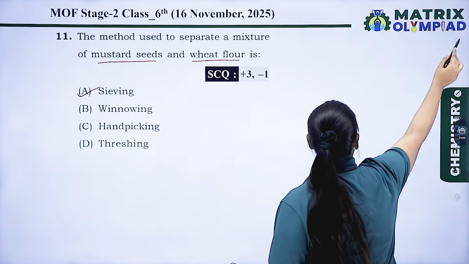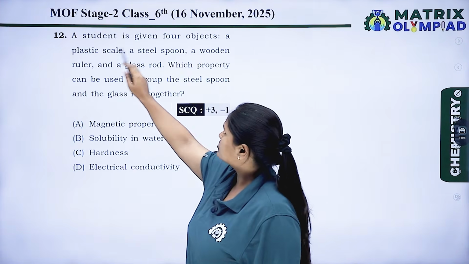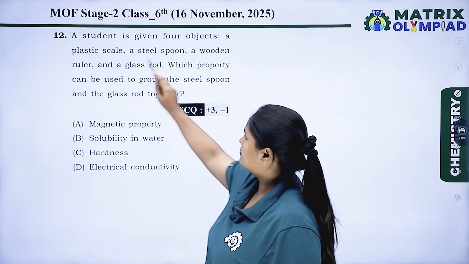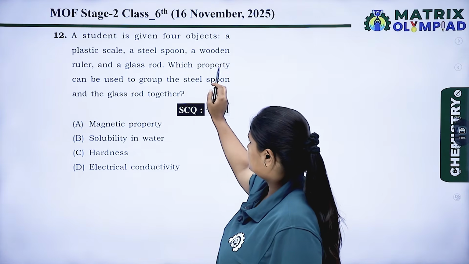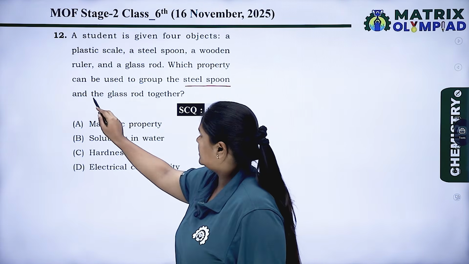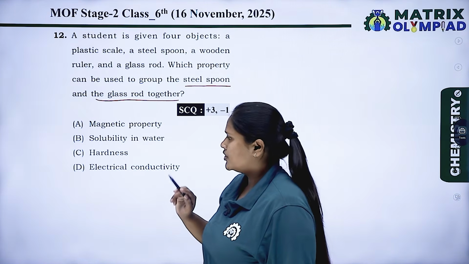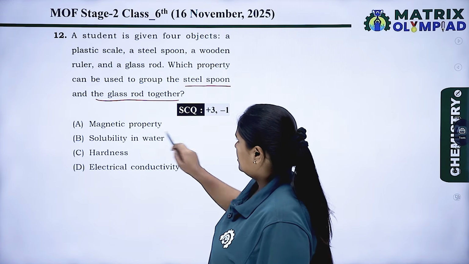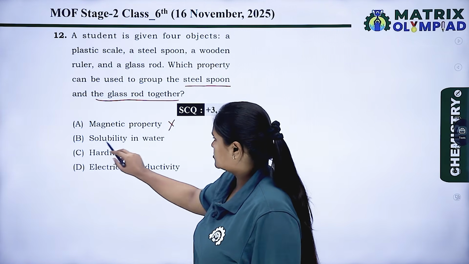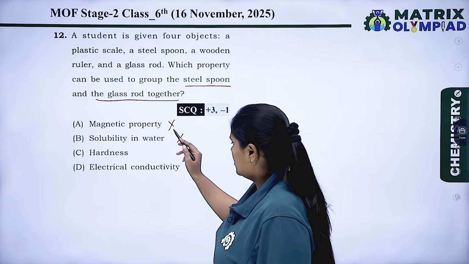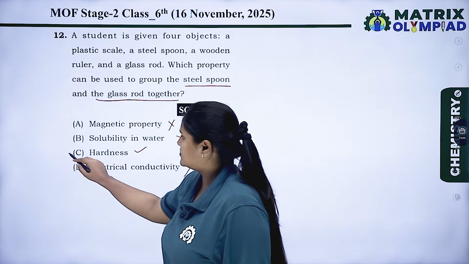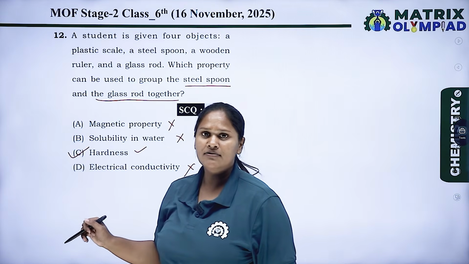Now come to the next question. A student is given 4 objects: a plastic scale, a steel spoon, a wooden ruler and a glass rod. Which property can be used to group the steel spoon and the glass rod together? Now we see the options. A, magnetic property, no. Solubility in water, no. Hardness, yes. And electric conductivity, no. So option C is the right answer for this question.